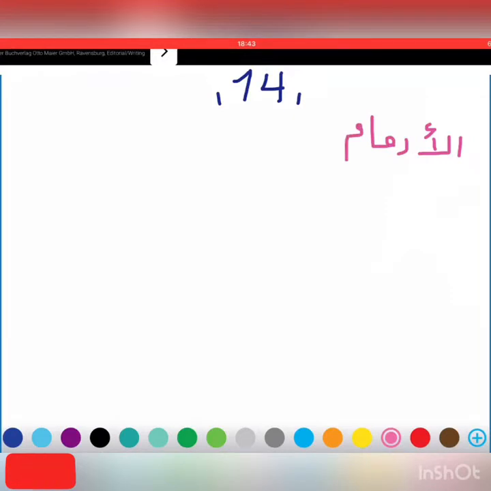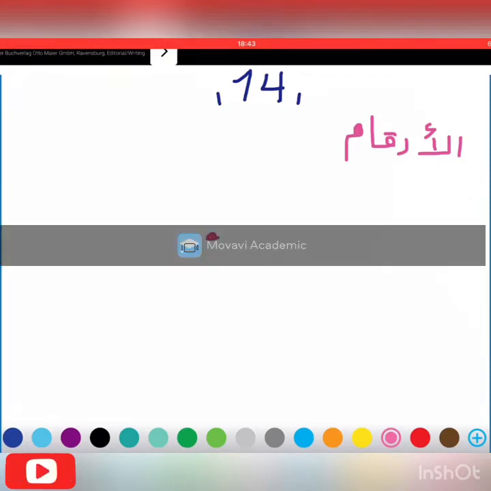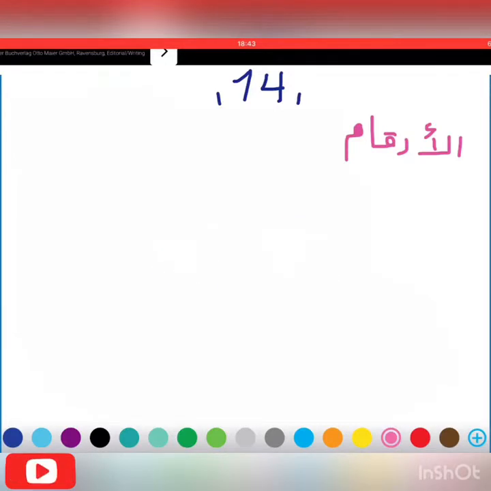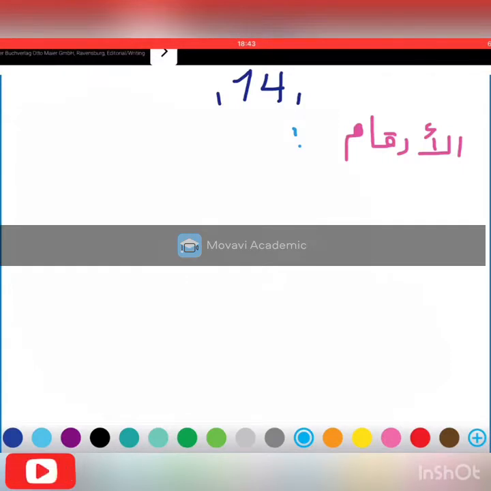Al-arqam. Meme, you can do it like this or like this. It's just the same. Some people write it like this. I sometimes do it like this. It's just the same, okay? So, al-arqam, now you know what it means. It means the numbers. So, the first number is صفر.